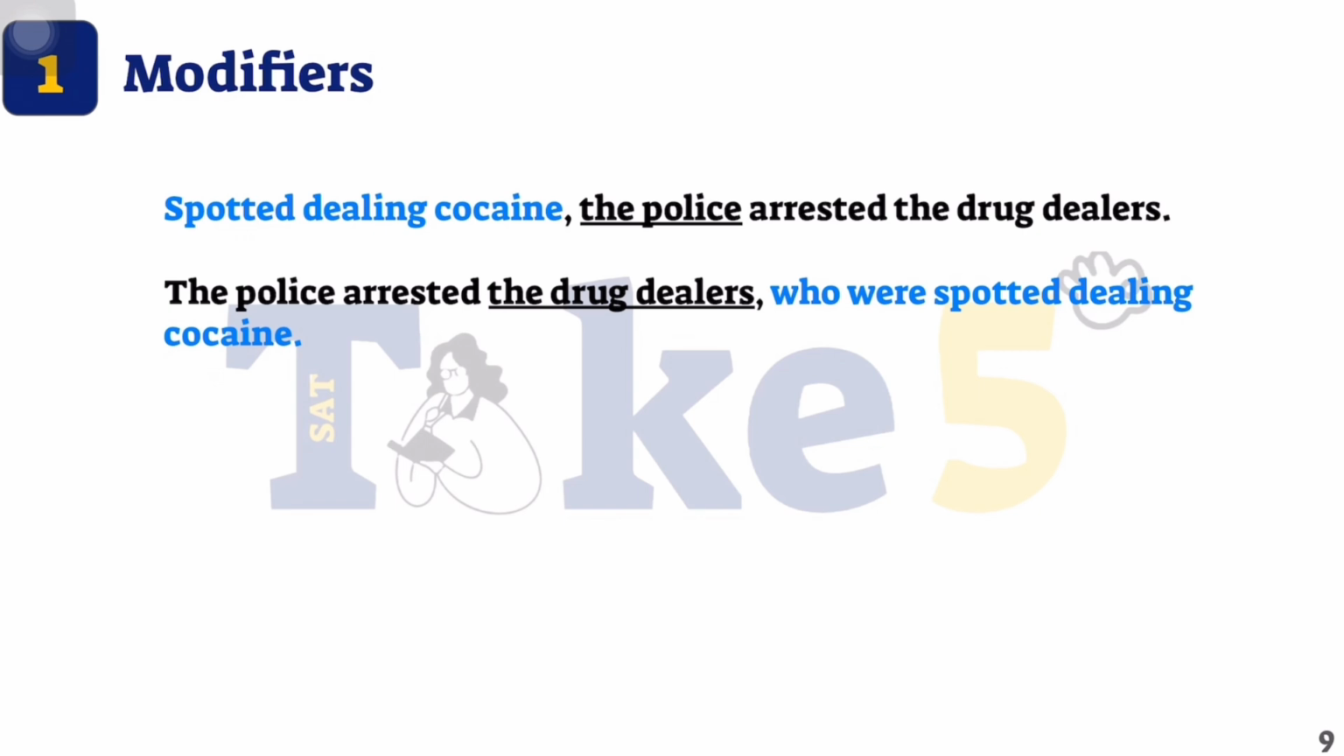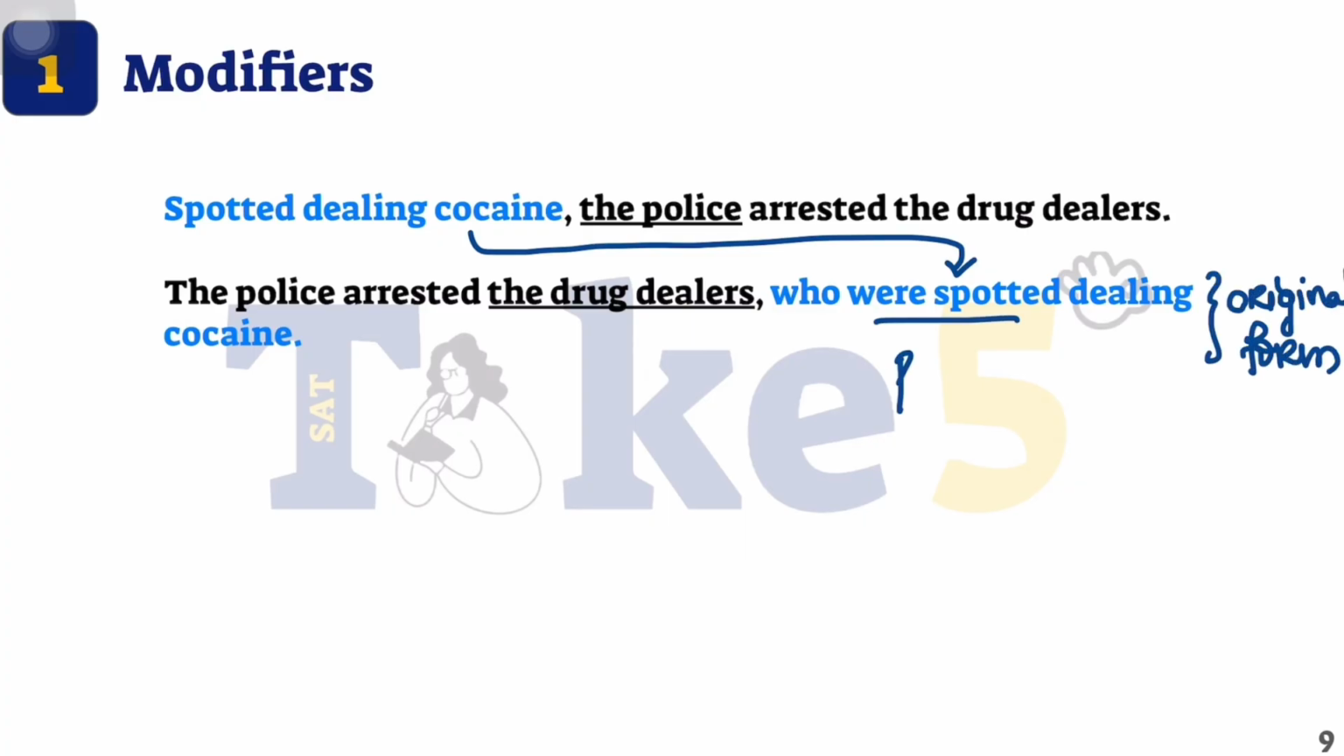Or you can also move the modifier closer to the right person this information is added to, the drug dealers. Technically, it becomes a relative clause. Since this is at the end of the sentence, it is recommended to keep the full form instead of the shortened form to avoid confusion. So we keep the full passive form and connect it to the drug dealers with the relative pronoun who.